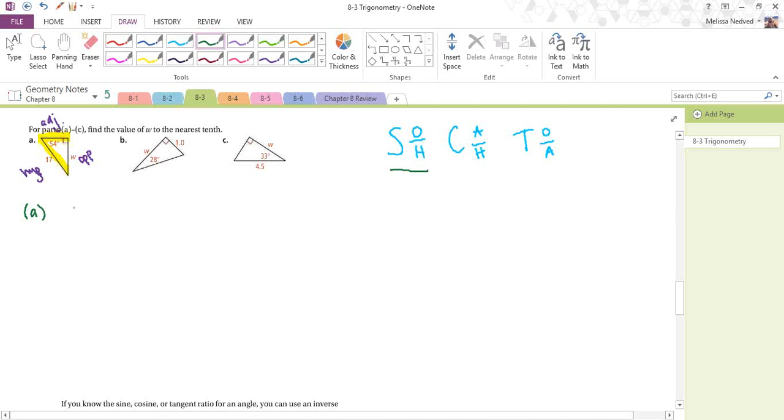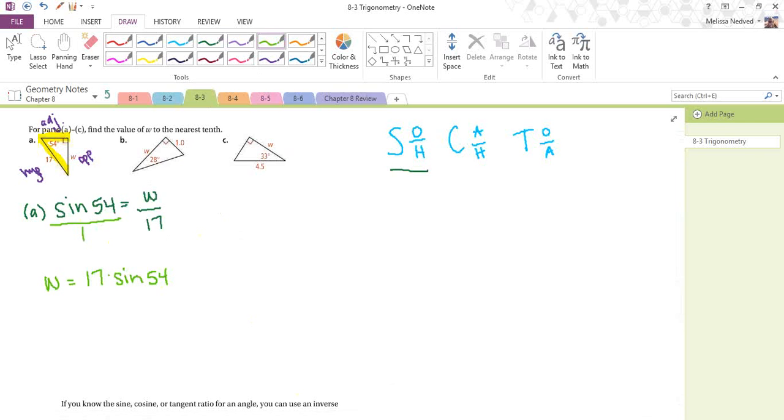So I'm going to pick sine, and I'm going to say sine of my angle. So my angle is 54. Sine of 54 equals the opposite side, which I don't know, is just W, over the hypotenuse, which is 17. Now let's solve that for W. If you need to, make sine of 54 a fraction by putting it over 1 and cross multiply. 1 times W is equal to 17 times sine of 54.